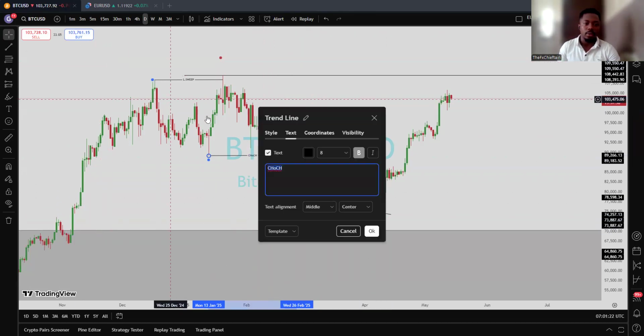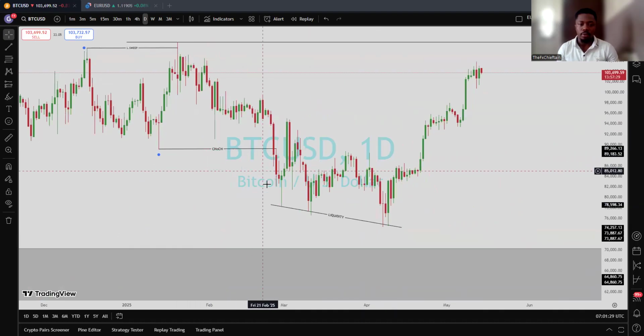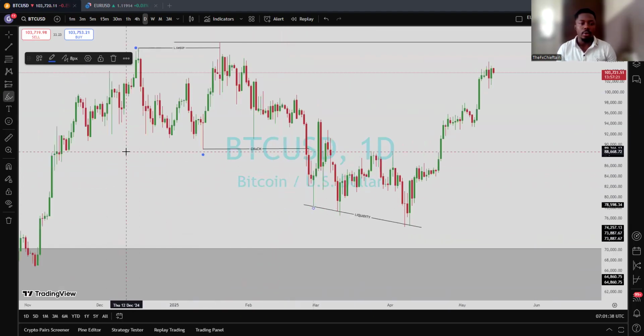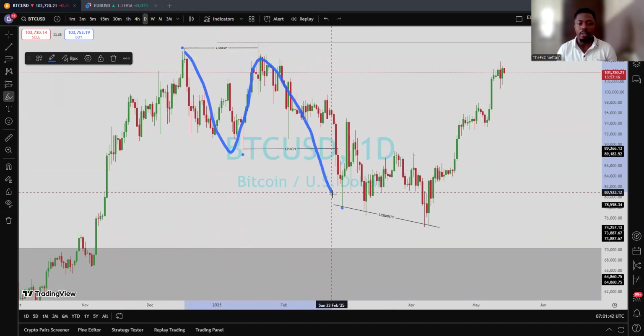So change of character, you want to put it at 10, right? So you can be able to speak bigger. Now let's zoom even more. You can see a change of character. Market came down, gave us a new low, right? And this new low started this liquidity sweep right here. And now this is what we have. We have this, we have this, we have this.